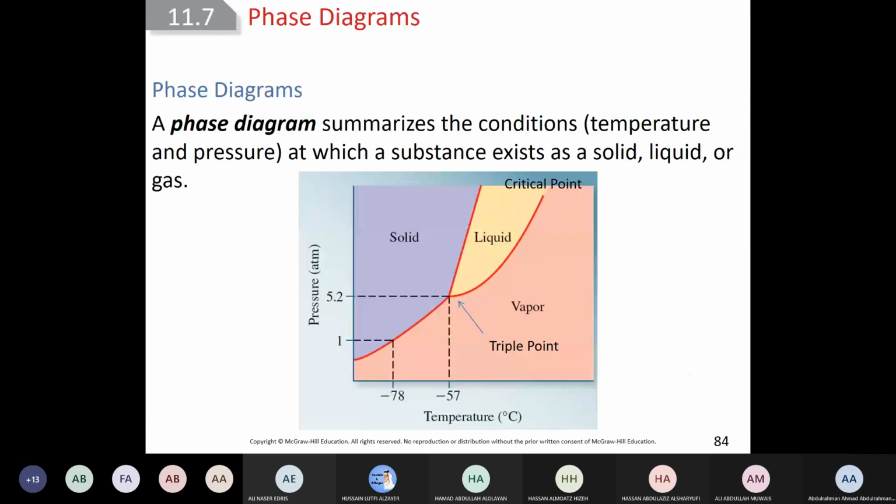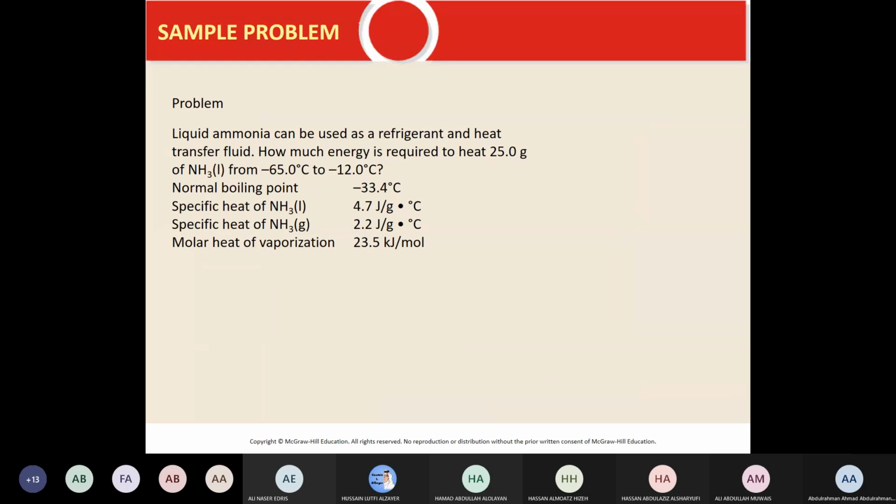Good. This problem. Okay. Liquid ammonia can be used as a refrigerant and heat transfer fluid. How much energy is required to heat 25 gram? What's this 25 gram? Mass. Of ammonia. What's ammonia? NH3. Good. How much energy is required to heat 25 gram of NH3 from minus 65 to minus 12? Minus 65 to minus 12. We start with NH3 what?